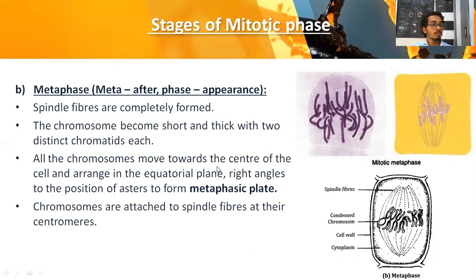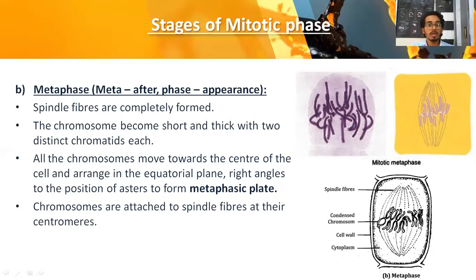All the chromosomes move towards the center of the cell and arrange in an equatorial plane. That means the chromosomes are arranged perpendicular, at right angles, to the spindle fibers, present at the equatorial plate. Equatorial plate means they are arranged in a line towards the center of the cell, and this plate is called the metaphasic plate.